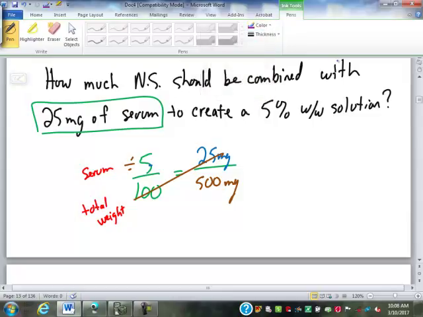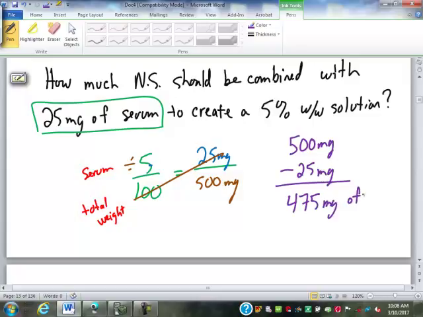What do I still have to do? There we go. 500 milligrams total weight minus the 25 milligrams of serum means that the rest of it had to be made up with the saline.